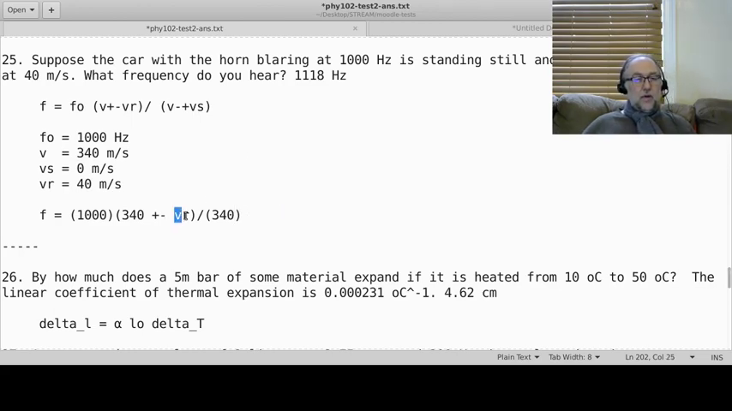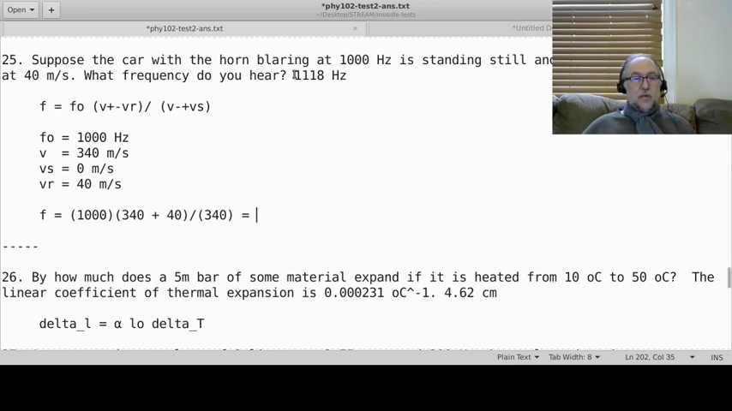Over here, the source and receiver are approaching one another. Whenever they're getting closer, no matter which one's moving, the frequency is going to go up. So you expect the frequency to increase. VR is 40, but in order for it to increase, this time you need the plus. If you put the minus in there, you'll get a frequency lower than 1,000, which is wrong. You want a frequency higher than 1,000. So there you go.